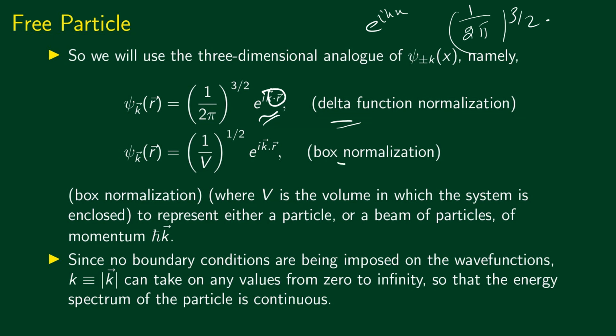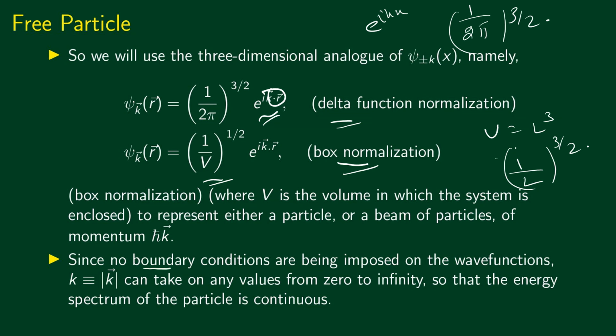Now, if you are talking about box normalization, then you should assume that it is in a 3-dimensional box of volume V. Then the normalization factor would become 1 divided by V whole raised to 1 by 2. Now if you take V as L cube, then the normalization factor would be 1 divided by L raised to 3 by 2.